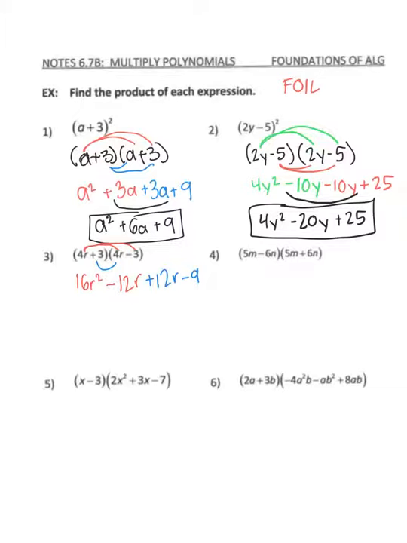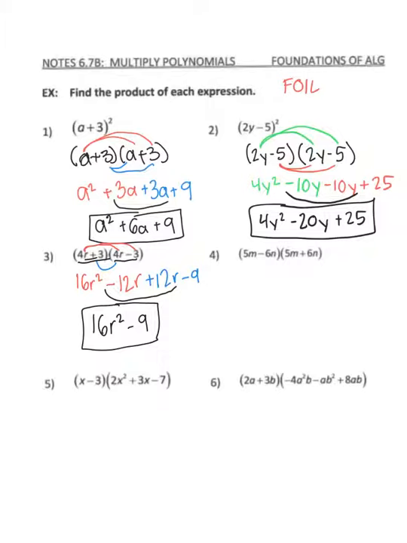So you'll notice here in this example, negative 12r plus 12r, that's 0. So my answer here is just 16r squared minus 9. Whenever we have two sets of parentheses here, you'll notice you have 4r plus 3 and you have 4r minus 3. When those are the same numbers with a different sign, it will always cancel out in the middle there and you'll be left with only two terms.